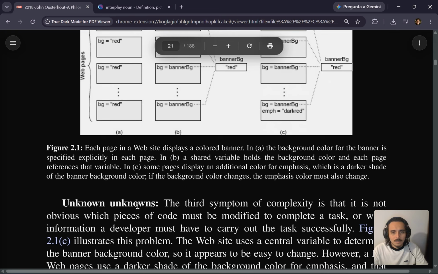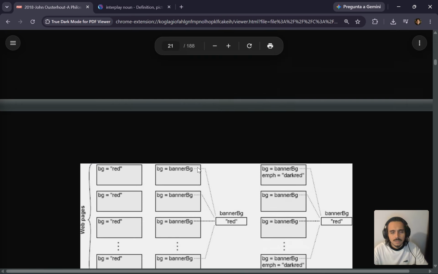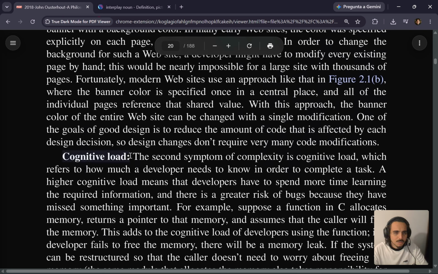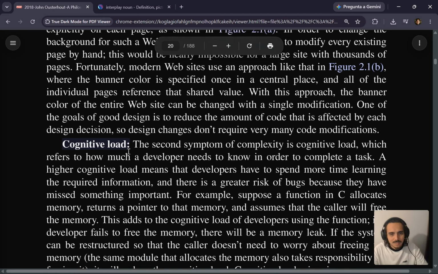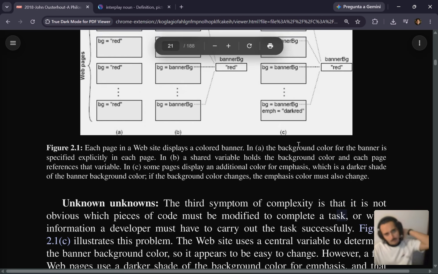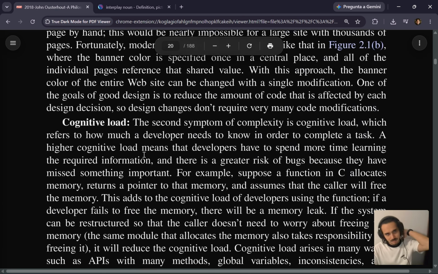Yeah, unknowns. This is kind of related to cognitive load, because if you don't know something, if you don't know that there are unknowns, wait, unknown unknowns. This is not obvious code. Yeah, this is like cognitive overload, I mean cognitive load.